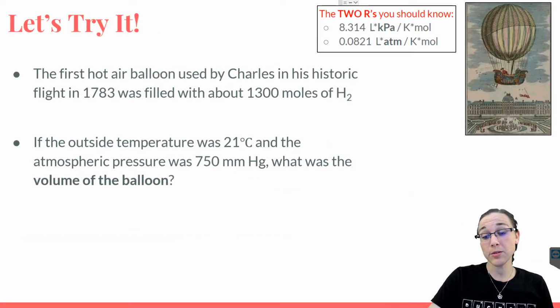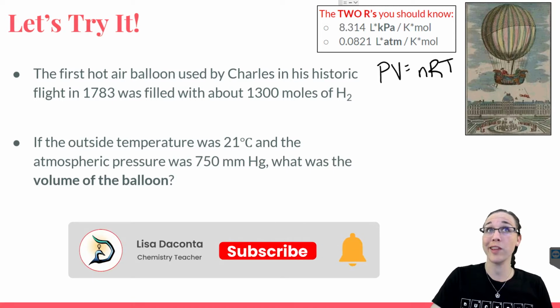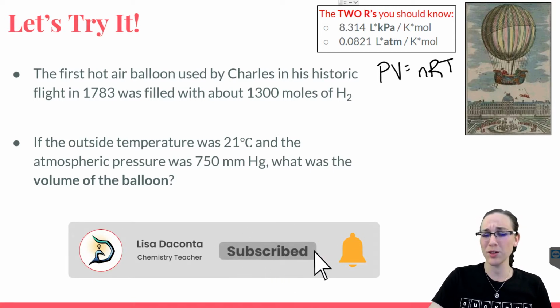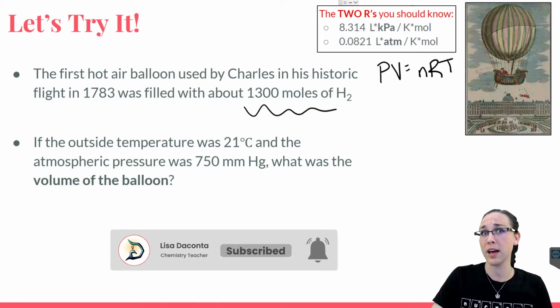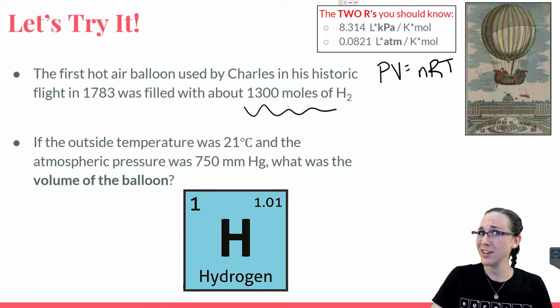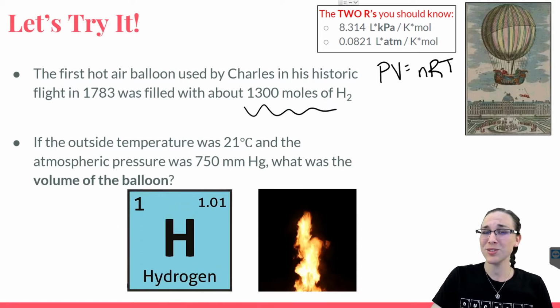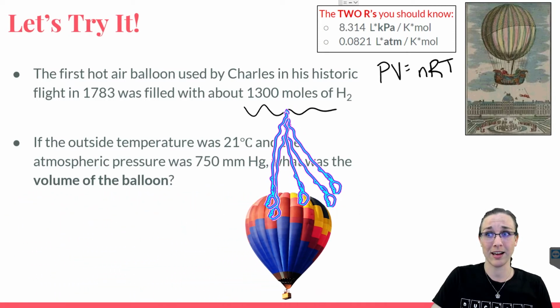So if we're going to use PV equals nRT, we first need to read our question and figure out which variable goes in which spot. The first hot air balloon was used by Charles in a historic flight in 1783, and it was filled with about 1,300 moles of hydrogen gas. Now mind you, hydrogen gas is really flammable, so Charles is really lucky that he didn't encounter a spark anywhere in this hot air balloon voyage.